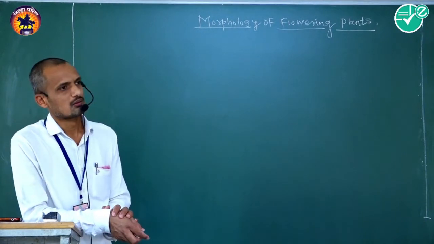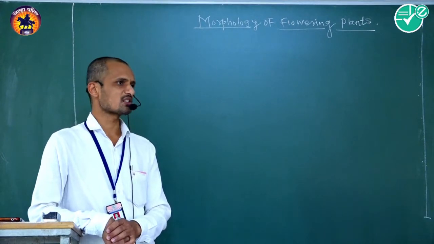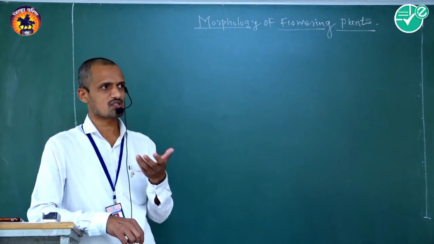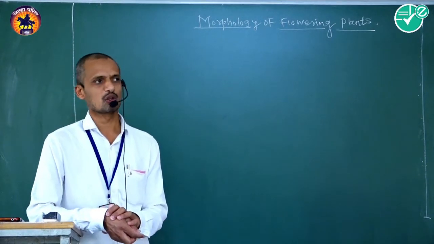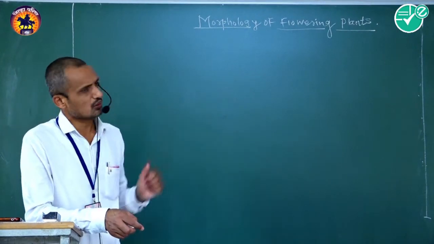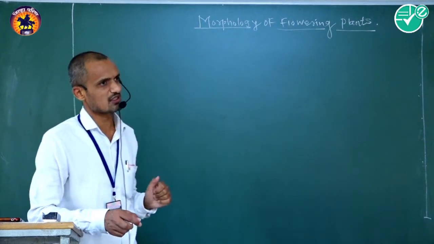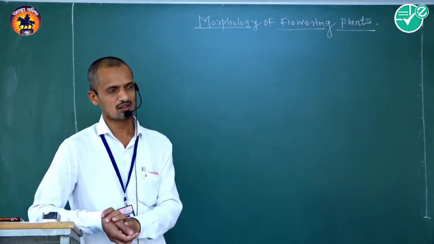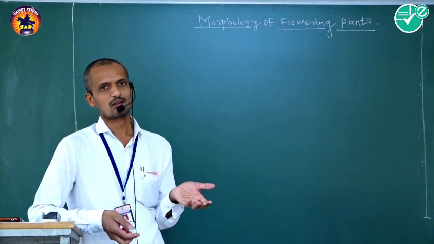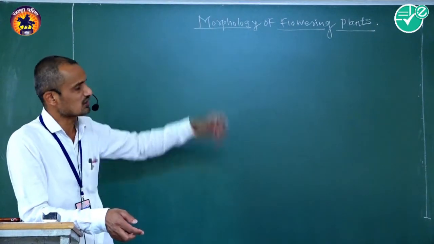root, types of root, modification of root, stem, its modification, leaves, its modification, inflorescence, flower, as well as fruit. All of these articles are included in this topic, that is morphology of flowering plants. All of these plant parts like root, stem, leaves, flowers as well as fruits are discussed in this lecture.